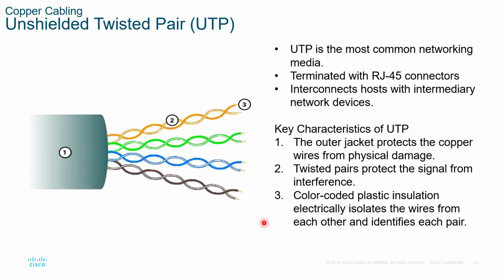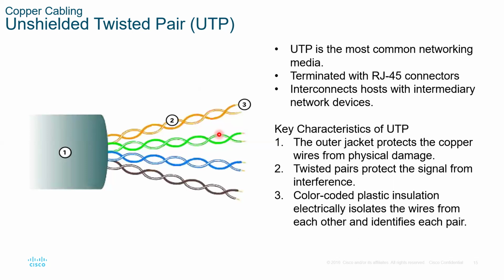Question: why are those cables twisted? There's an issue called crosstalk, a sort of interference where a signal travelling along one wire can interfere with the signal travelling along the other wire. So twisting is a way of cancelling that type of interference that we call crosstalk.